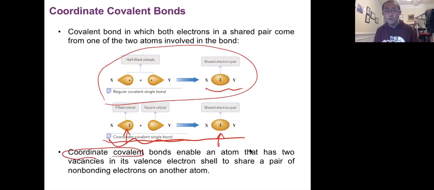And we call that type of covalent bond a coordinate covalent bond. Coordinate covalent bond. And that type of covalent bond is not the most common one, but there are many cases where you will see a coordinate covalent bond. One example I want to give you first is NH4 plus.